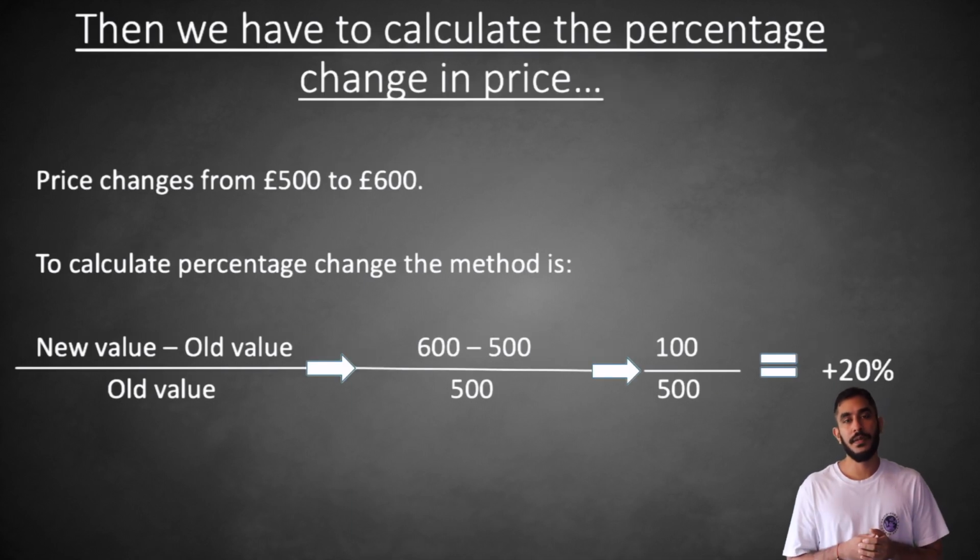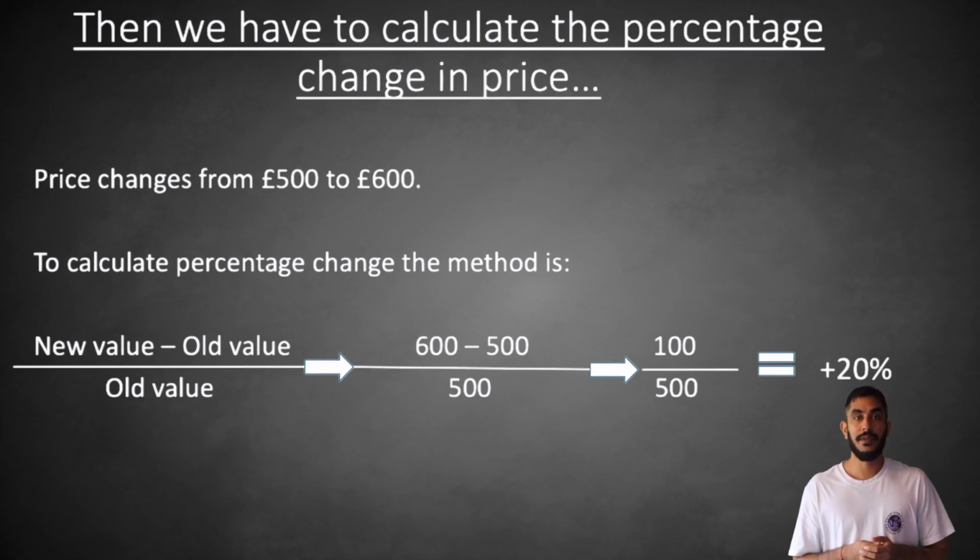Then we have to work out the difference between our new price for PS5s, which in this case is £600, and our original price of the PS5, which is £500, giving us £100. Then we work out the difference between the two prices as a percentage of the original price, which in this case is £500. 100 over 500 as a percentage would give us plus 20%.